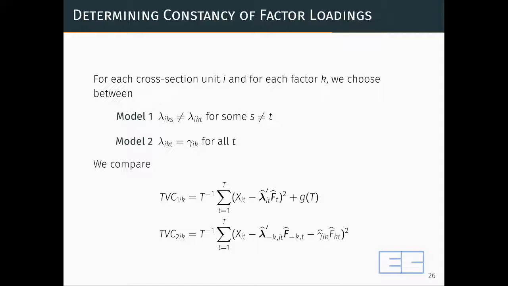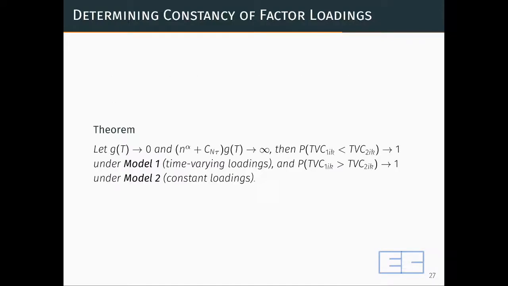As a result, if model 1 is the true model, TVC2 will be larger than TVC1 since it is not consistent. And if model 2 is true, the two sum of square terms will converge to each other. So we need GT to be set as a large number to ensure that TVC1 is larger than TVC2 in this case. And this theorem states what we need and what we have. We have to set GT such that it converges to 0 as T tends to infinity, but it converges slower than either N to the power of alpha or C_NT tau. Now, since alpha is unknown and can range between 0 and 1, we propose to set GT as 1 over log T such that these two criteria are always met.